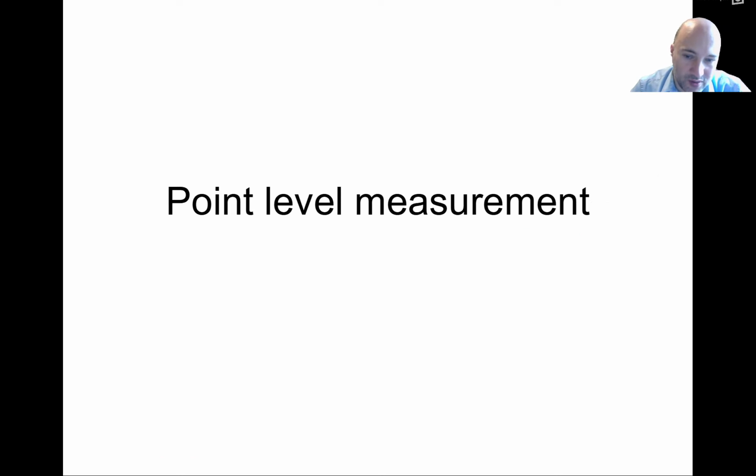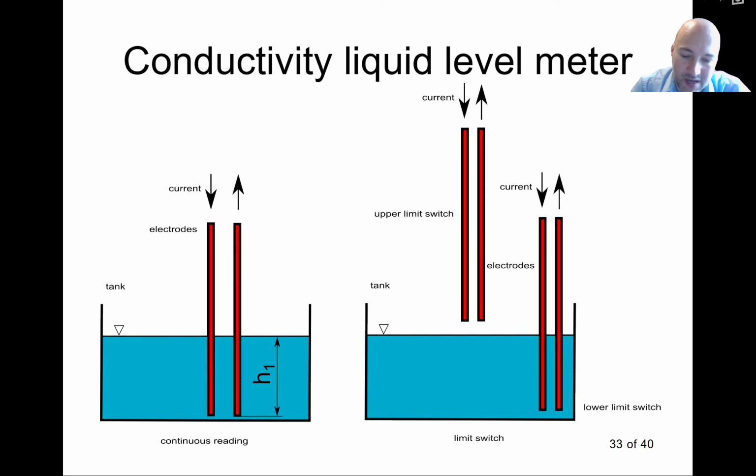So that's all about continuous liquid level sensors, and in the remaining few minutes I will show you a few more possibilities for how to do the measurement as a point measurement. We will see again some principles that are quite similar to the previous ones. Some of them, like the capacitance, can be used for both. This conductivity liquid level meter is also possible to use for both, so it can be either a point level or a continuous reading.